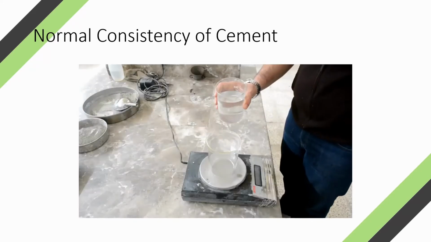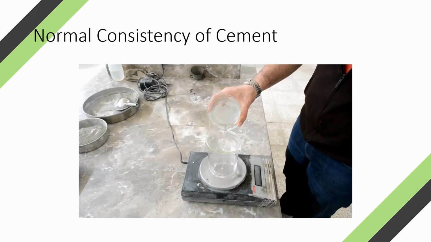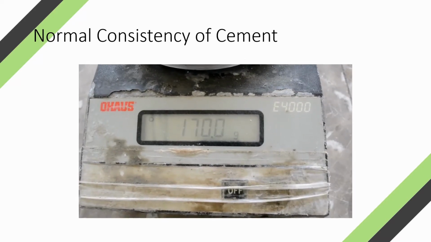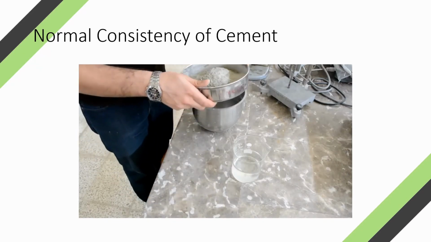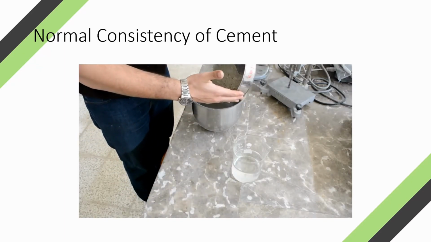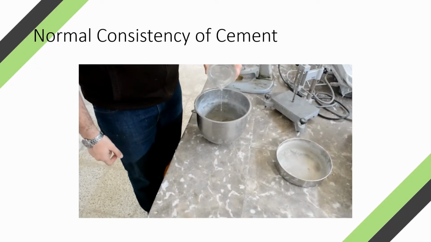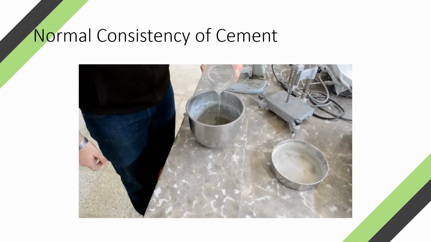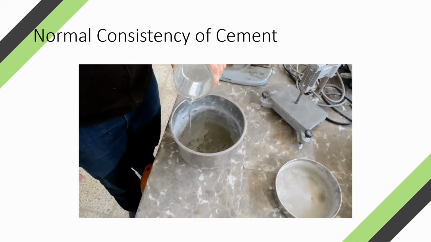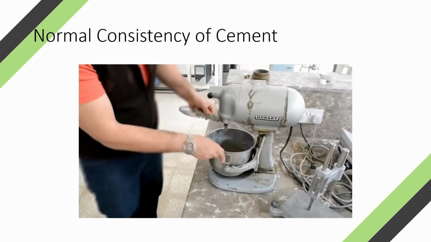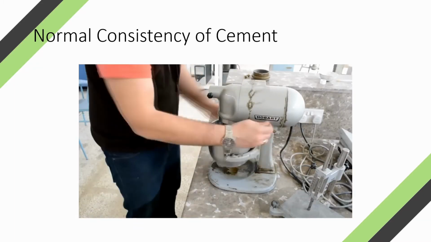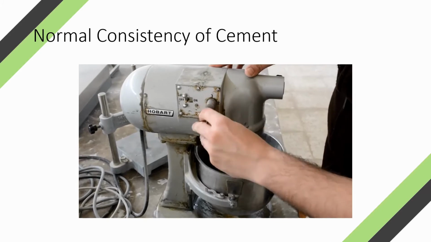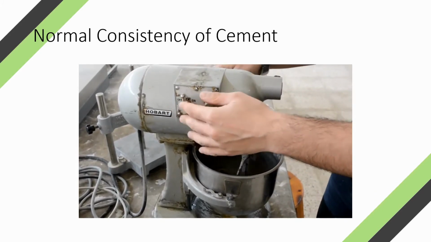For start, measure a randomly assumed amount of water. 170 gram of water is a good initial assumption. After that, put the cement in the mixing bowl. Then add the water to the cement and wait for 30 seconds, allowing the cement to absorb the water. Fix the bowl in its place and run the mixer on the slowest speed for 30 seconds.